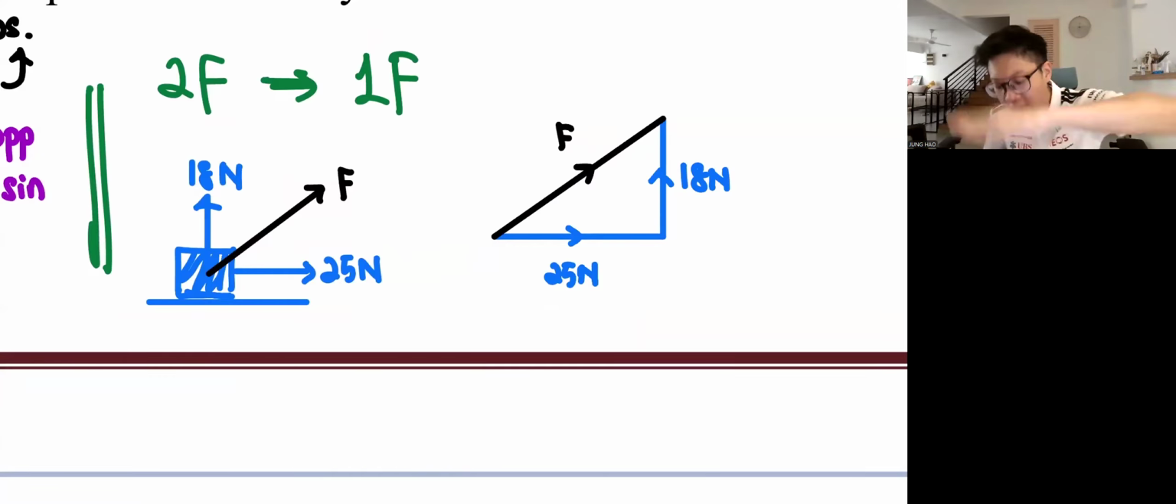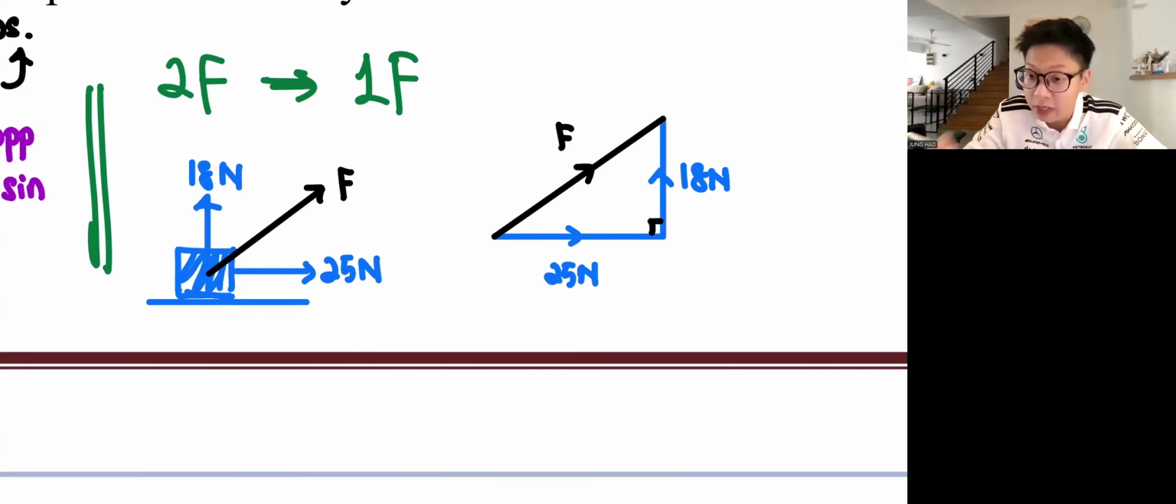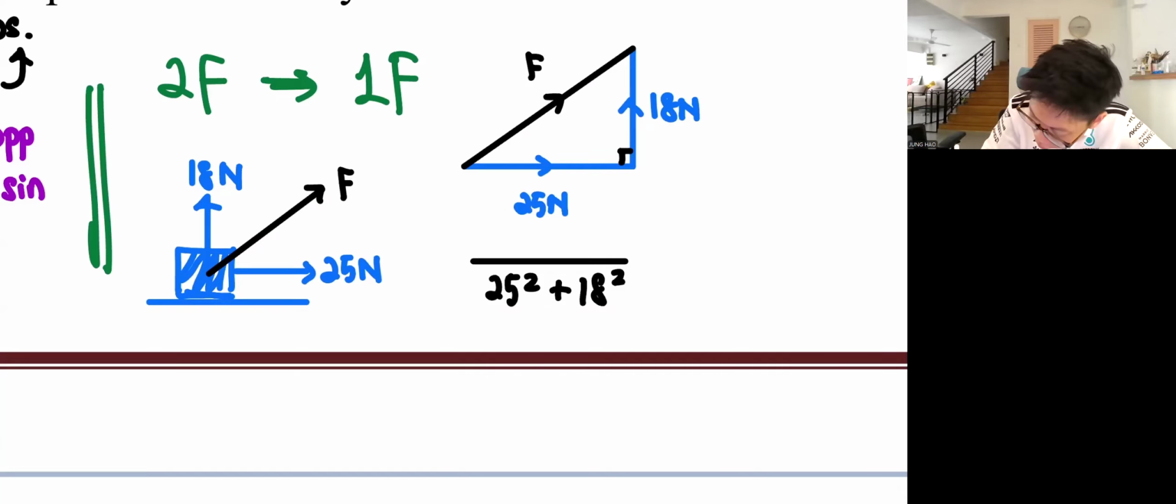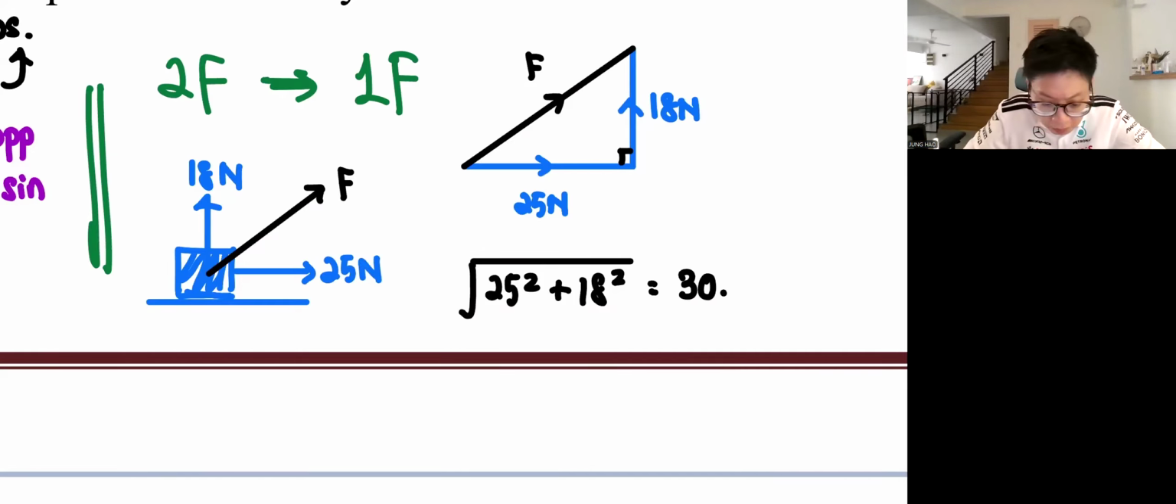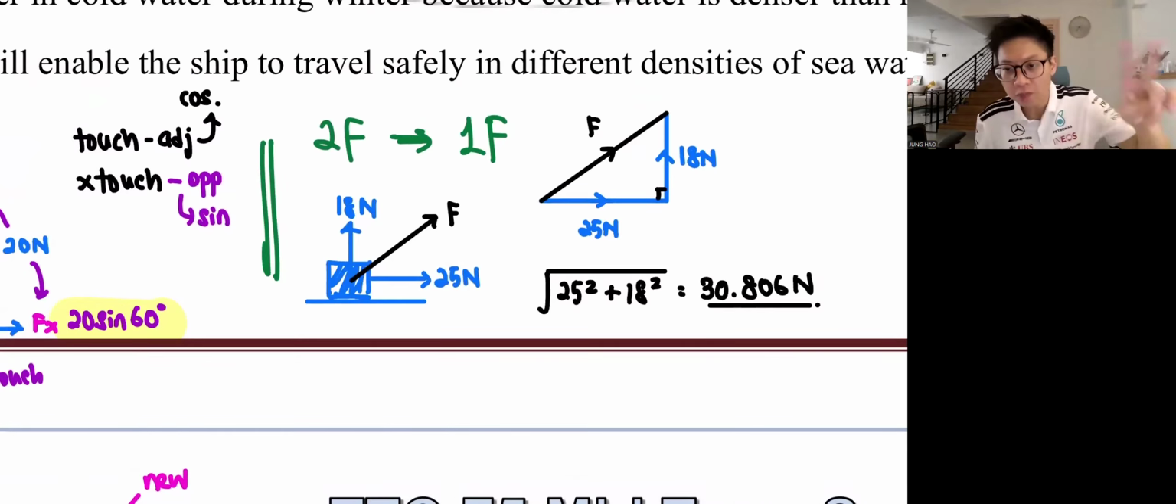Okay, so now F, 25, 18. I want to find what is F. So guys, what do you call this? The Pythagoras theorem, right? So how are we going to do the Pythagoras theorem? We take 25 squared plus 18 squared, square root, equals, then you press your calculator, guys. You don't have a calculator? Okay, so we have 30.806 Newton. Am I right now, guys? 30.806. So this is two forces become one force.